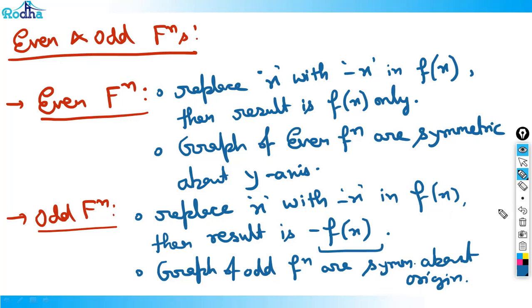For example, I'll take a few examples here, don't worry. Draw the graph of y equal to x square. What is x square, even or odd? It's an even function, right? Because if I replace x with minus x, f of x here is equal to x square, okay?